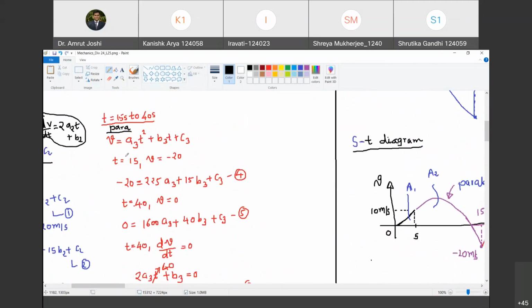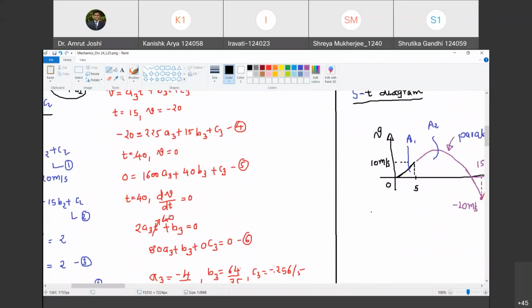Okay, so let us try to now state this third condition. How do I differentiate this v? If I differentiate this v, I get 2 a3 t plus b3. Do you agree with me? Yes, sir. At time t equal to 40 seconds, that means if I substitute the value of t as 40 seconds here, I should get 40 into 2 into a3 plus b3 must be equal to 0.